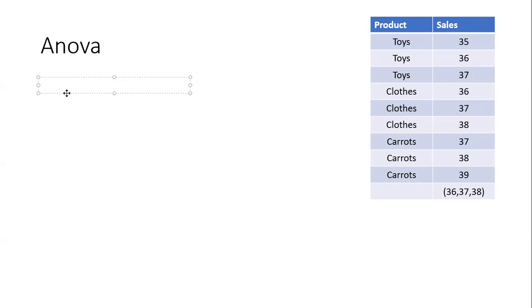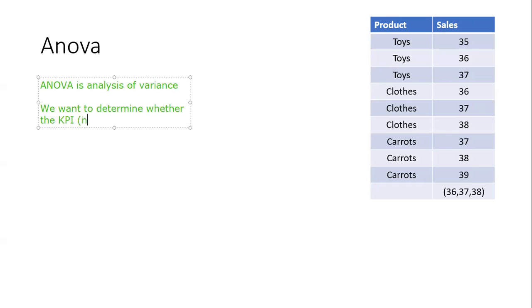So ANOVA is basically analysis of variance. That's where it derives its name from. In this case, what we are looking for is that we want to determine whether the KPI, which is obviously numerical, is significantly different across different groups, and that means a string value.